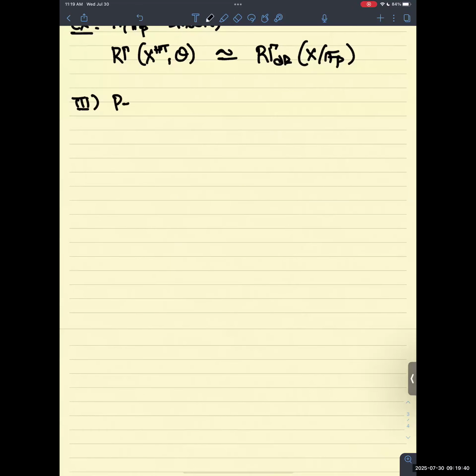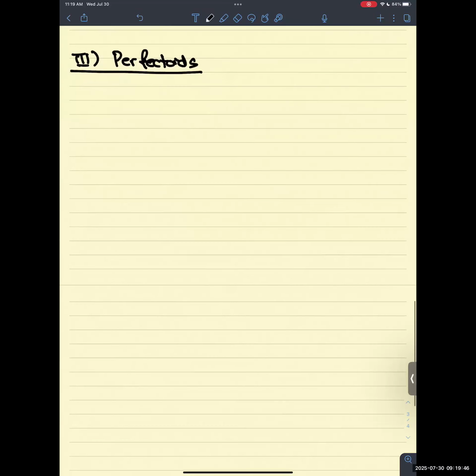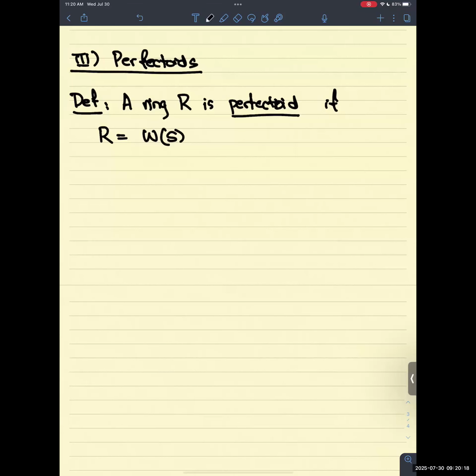So section 3, let me remind you what perfectoids are. This is one of the great definitions in arithmetic geometry in the last, well, I guess 15 years. It's due to Scholze in his PhD thesis, and it's a relatively simple definition. So let me just actually give it to you. A ring R is perfectoid, so it's a condition on a commutative ring, if it satisfies two conditions, if it can be presented as follows: R is equal to W(S) mod d, where you have the following two properties.